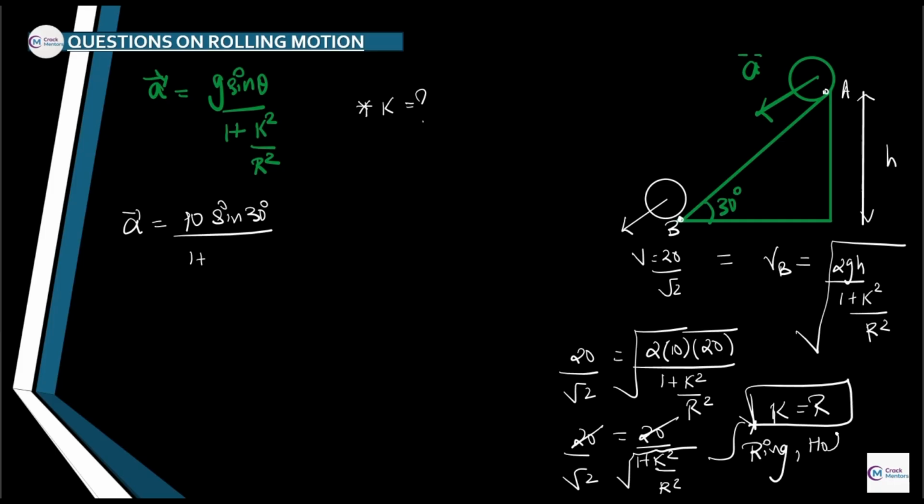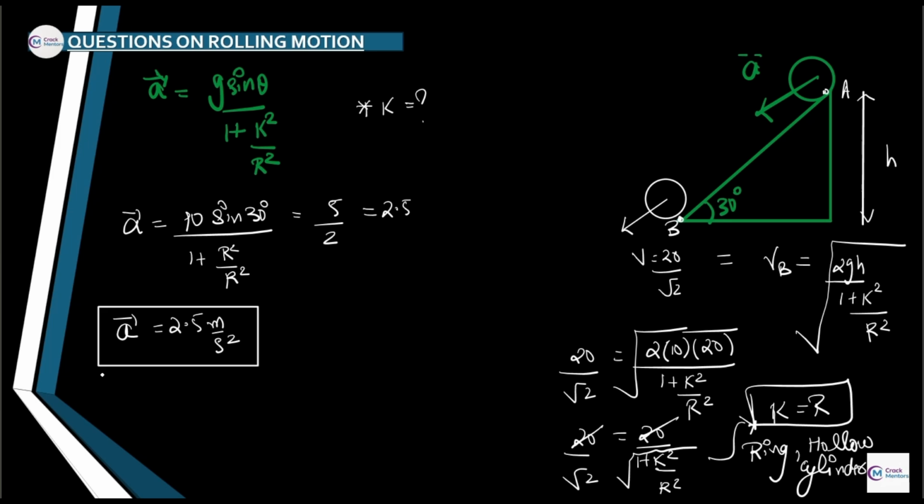Okay, then we know the value 1, r square upon r square. Then the acceleration is going to be 5 upon 2. It is written as 1 by 2, it is going to cancel out and will produce the value 5 upon 2. Then it is going to be 2.5. Okay, this is the value of acceleration that we are having, 2.5 meter per second square.